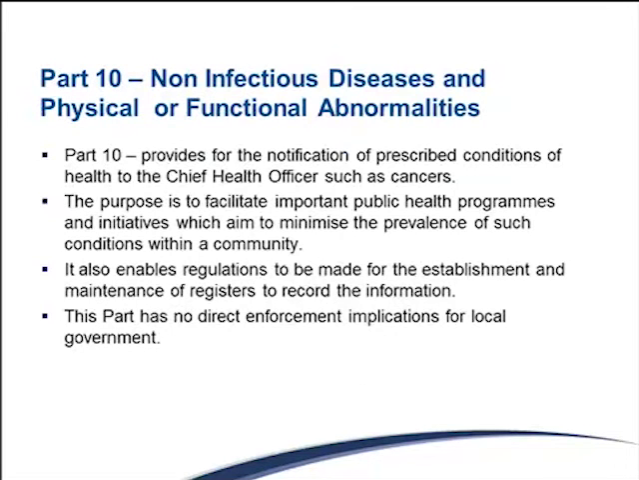Part 10. Notifiable infectious diseases and physical or functional abnormalities provides for the notification of prescribed conditions of health to the Chief Health Officer, such as cancers. The purpose is to facilitate important public health programs and initiatives which aim to minimise the prevalence of such conditions within a community. It also enables regulations to be made for the establishment and maintenance of registers to record the information. This part has no direct enforcement implications for local government.